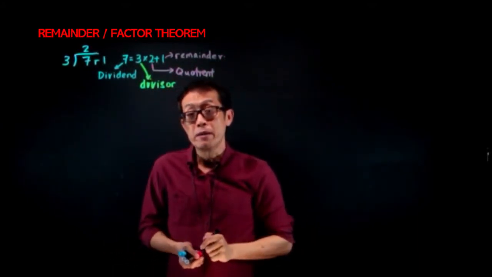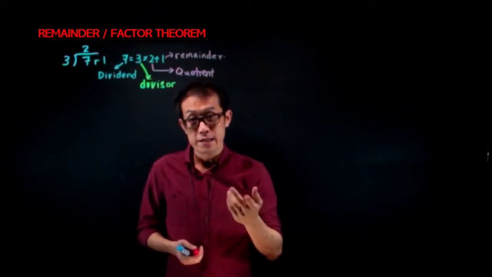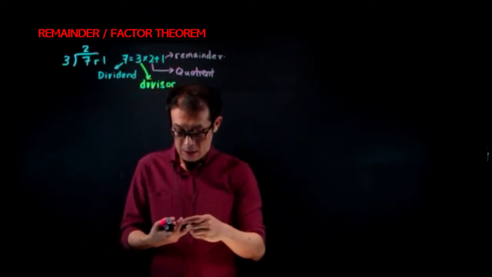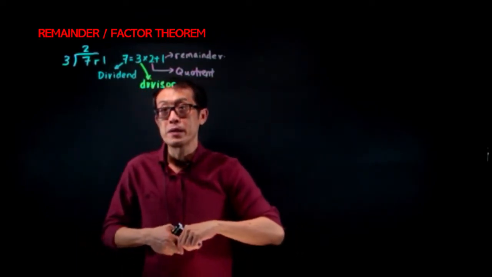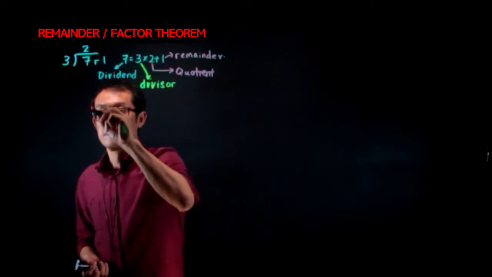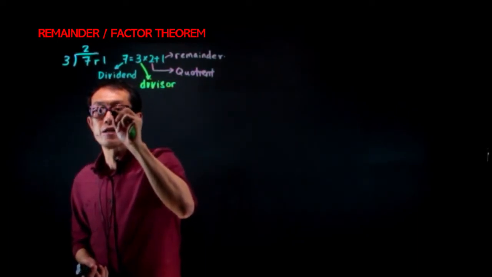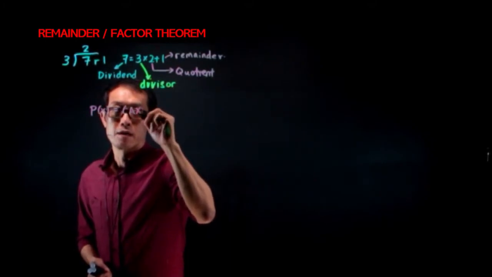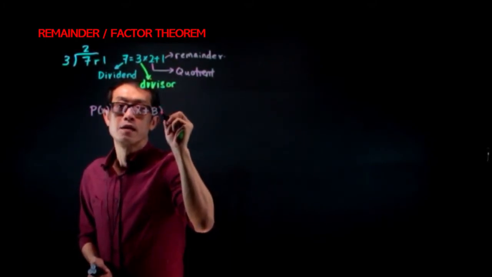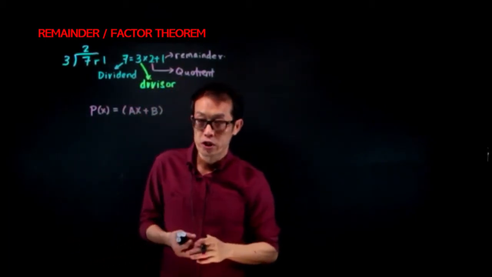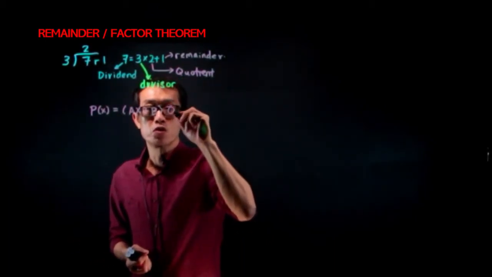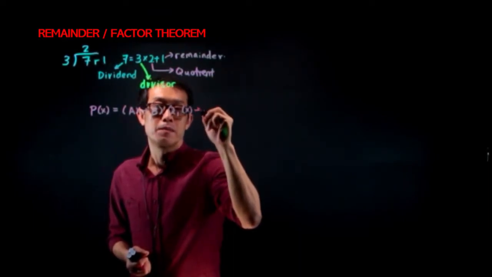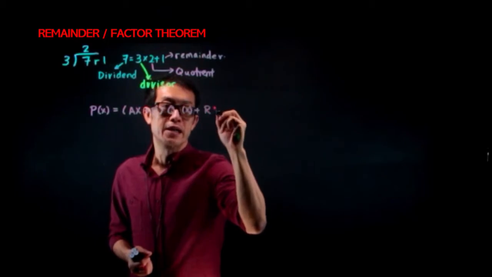Now you learn how to deal with numbers in primary school. In secondary school, you learn how to do with polynomials. Now let's say a polynomial p of x is divided by ax plus b. And then you will get a quotient, which is also a polynomial, plus a remainder.